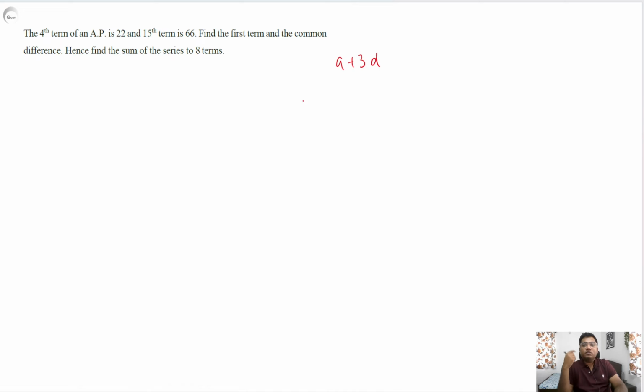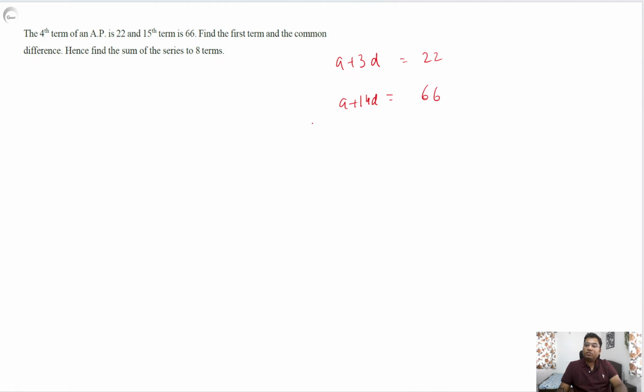So think in terms of simultaneous equations. Then you will clearly start thinking in terms of elimination of variables, and you will start seeing that A and D are just two unknown variables. I just have to find them. That's all it takes, okay? So A plus 3D is given to us as 22. A plus 14D is given to us as 66, right?